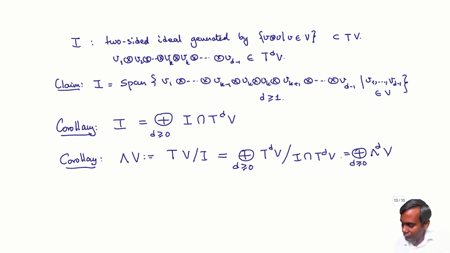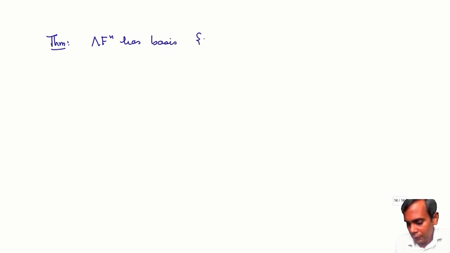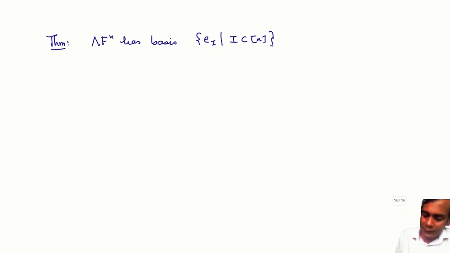In fact, wedge d V is 0 if d is greater than dimension V. And so what we have is wedge F^n is equal to the direct sum d equals 0 to n of wedge d F^n. And this wedge d F^n is the span of subsets of size d of F^n. So what we have is that finally wedge F^n has basis e_I, I subset of n.